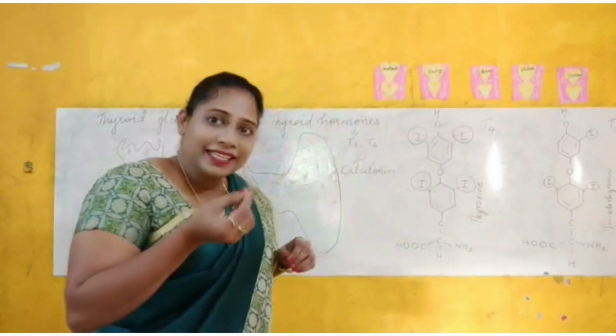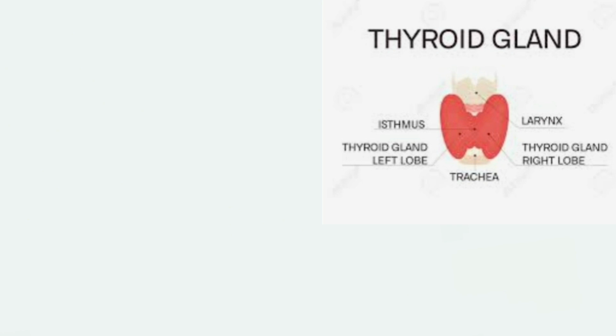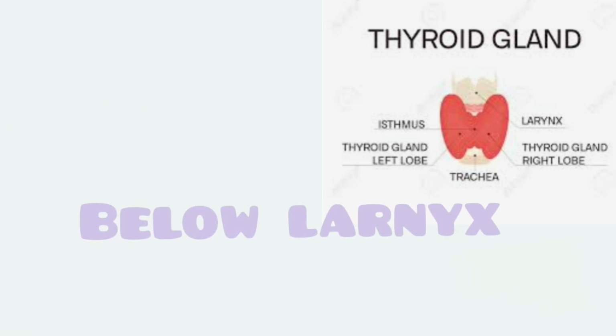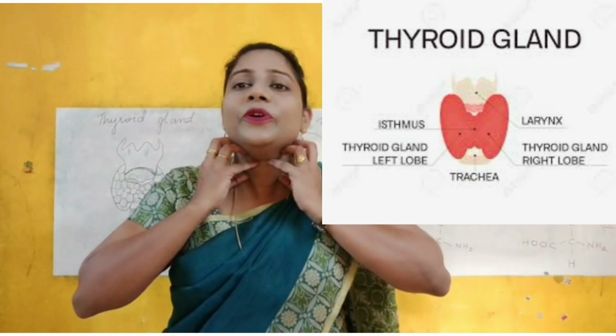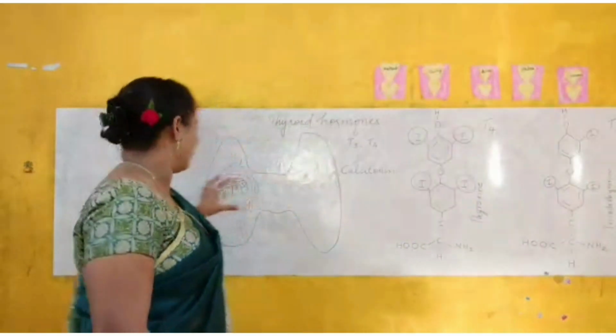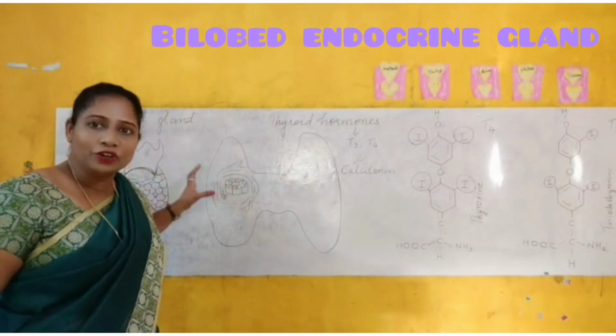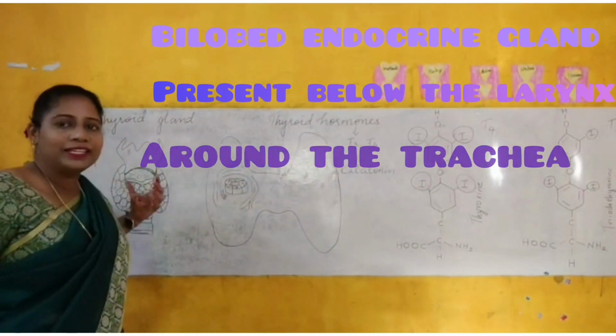And if you want to be more specific about the location, we can say that the thyroid gland is present below the larynx, and it is found around the trachea. From the ventral side, you can see it is bilobed and connected by a small isthmus. Okay, so this is the structure. Thyroid is a bilobed endocrine gland present below the larynx around the trachea.